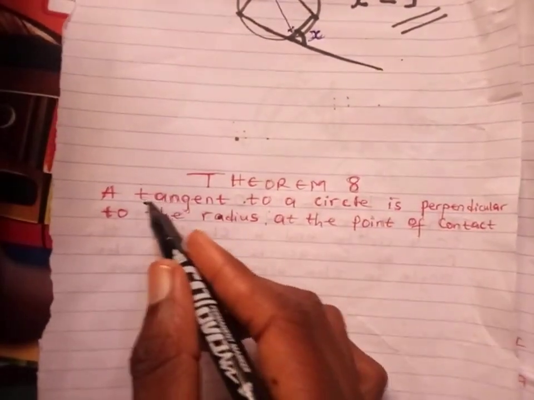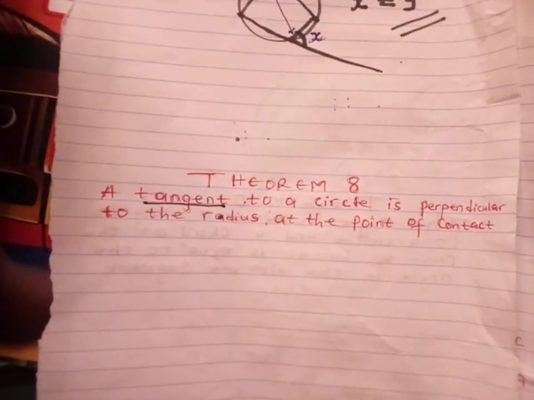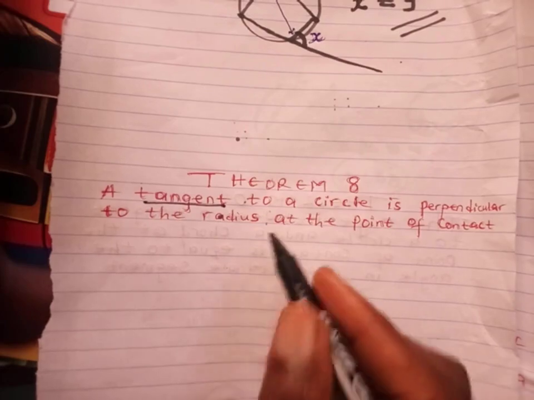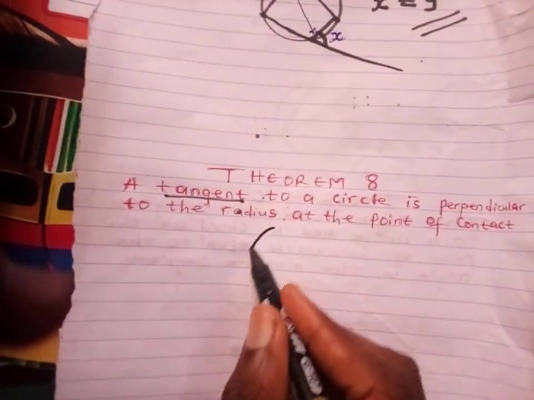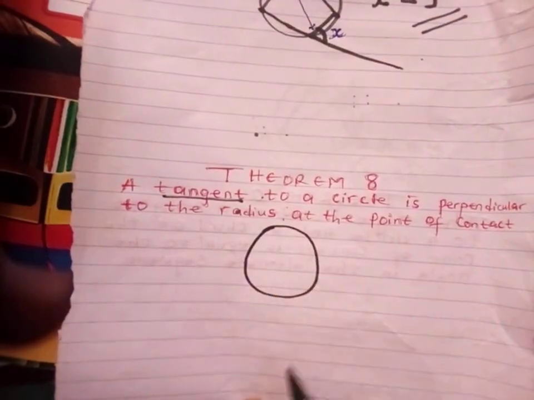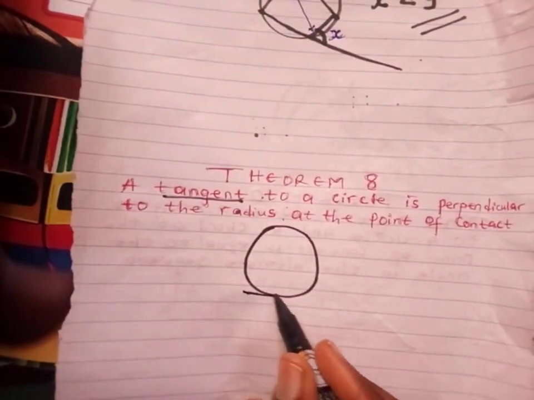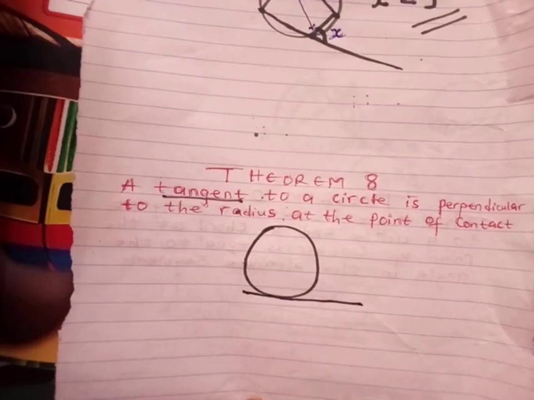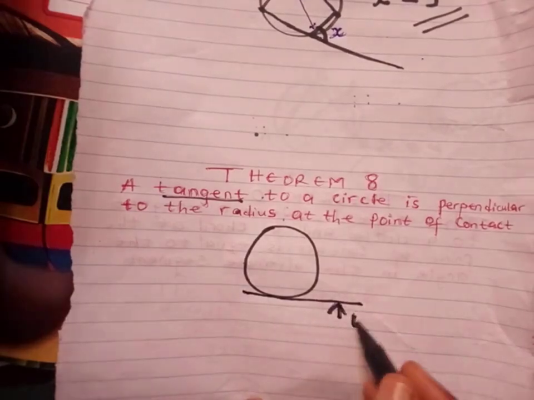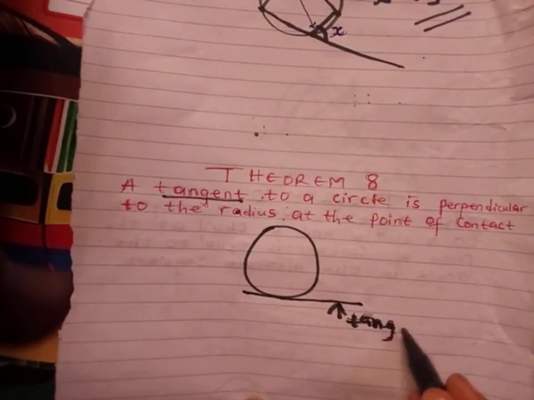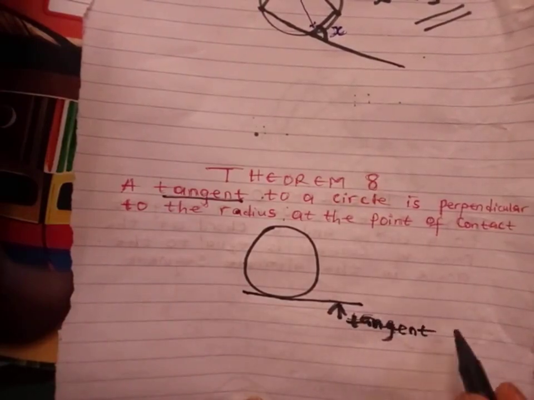What is a tangent? What is a tangent line? A tangent to a circle is a straight line which touches a circle externally. Now you have a circle, all right. Now let's say a tangent, this very line that touches this very circle, we call it a tangent. This is a tangent line. It touches the circle at one point.